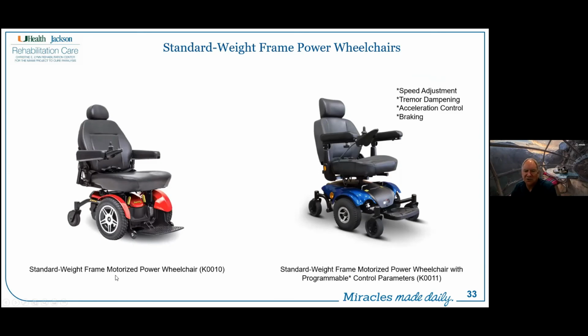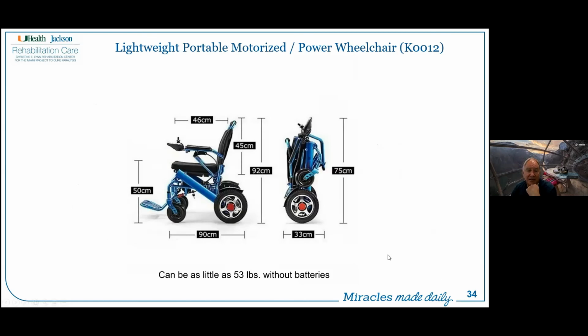So just briefly running through the power chairs, you've got the K10s. So this is just your standard weight frame motorized power wheelchair. And then you've got programmable, and this is going to be more appropriate for most of our folks with spinal cord injury because you can change the speed, the tremor or vibration, the acceleration control, and the braking systems as we go through there. So this is a K11.